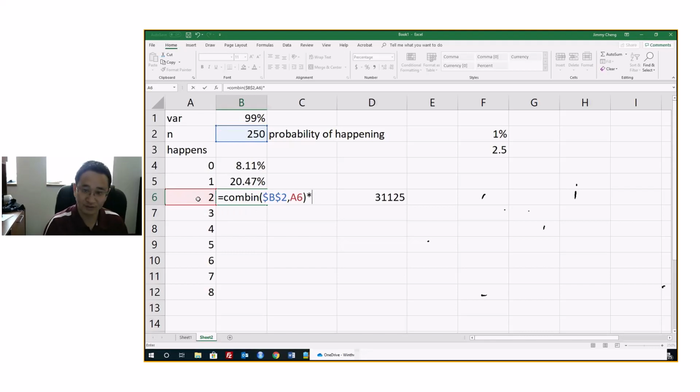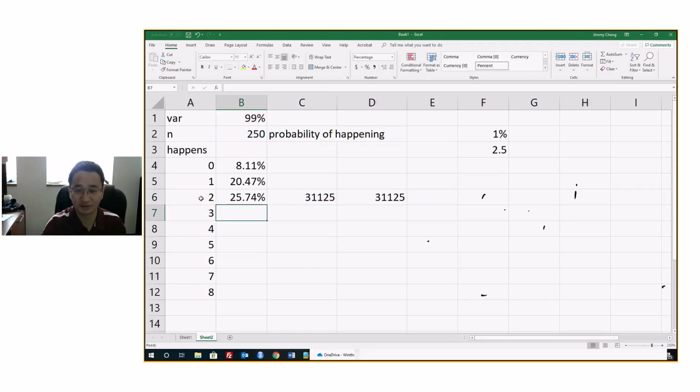Times 99% here, fix it. So it will be equal to 248, which equals 250 minus 2. I'm trying to get a formula here: times 1 minus, which is the 1% of happening, to the power of this. So that's your calculation, okay?